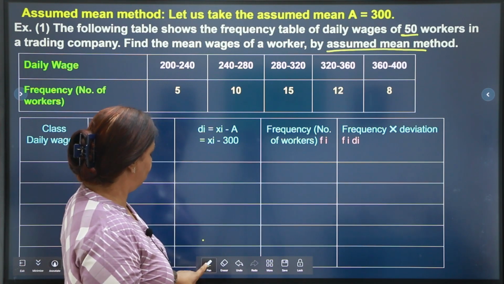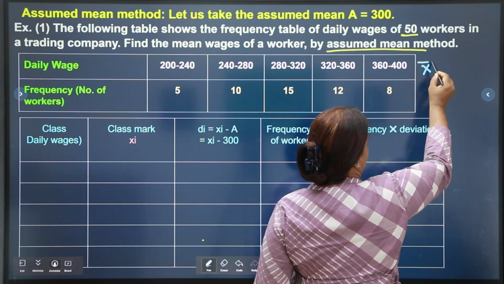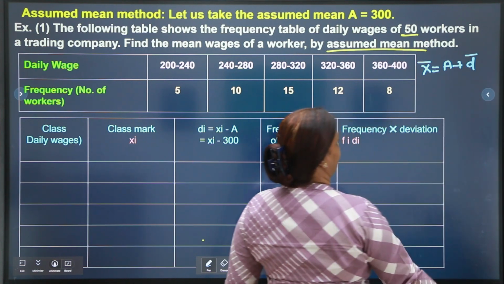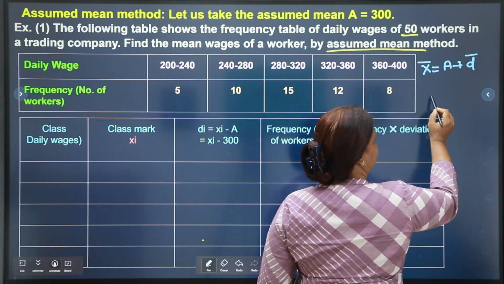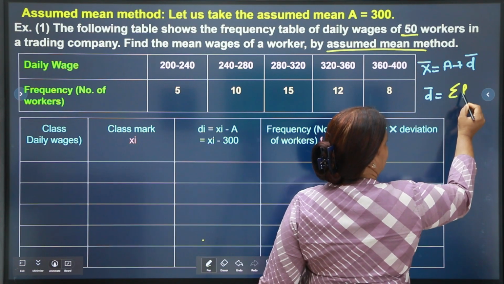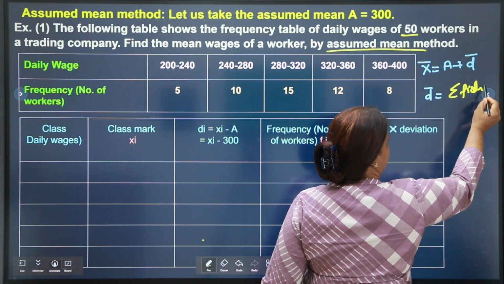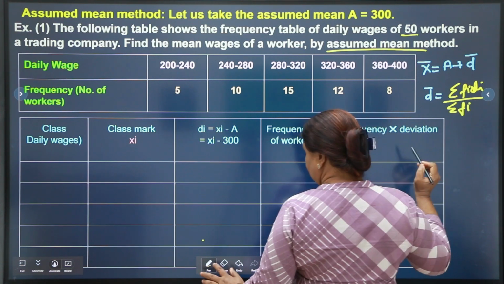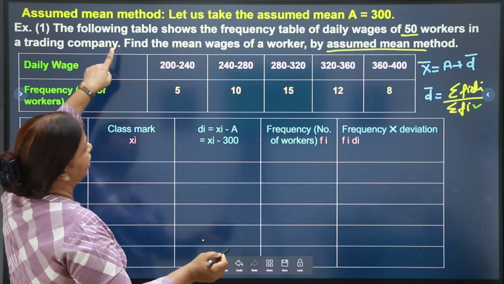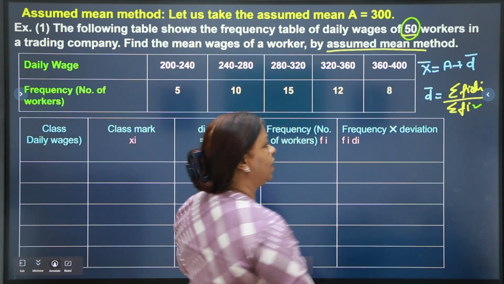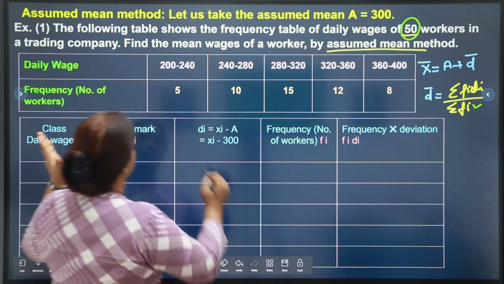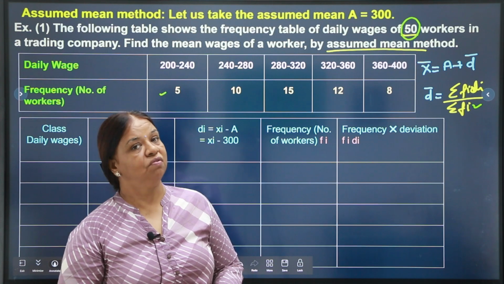We have to find the mean wages by the assumed mean method. That is again, bar x value we want to find is equal to A plus bar D. For A plus bar D, we need to find bar D first, and bar D is summation of Fi di upon summation of Fi. Children, we know summation of Fi is going to be 50, already given 50 workers. And summation of Fi di, Fi is already known to us. Di, that is the deviation, we want to find out.